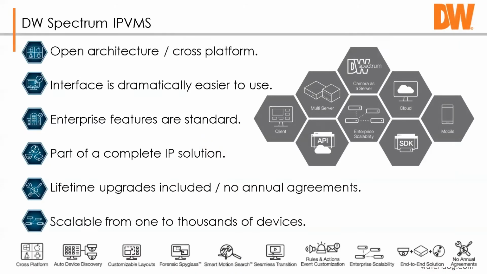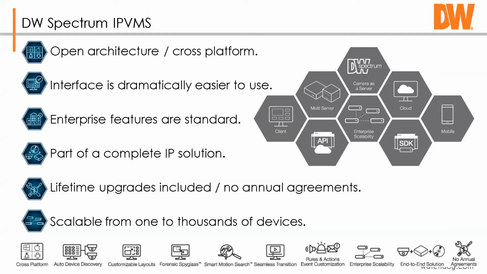First off, Spectrum is an open architecture software, so we'll talk more about that. It has a super easy to use graphical user interface, so you can train an end user in about 20 minutes to do live view, playback, find what's going on, and then archive that video. All our enterprise features are standard, so you only have one version of Spectrum. You don't have to worry about whether you get the consumer, business, pro, or enterprise version. One version has all the features.